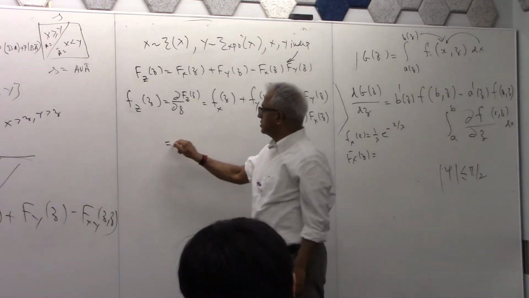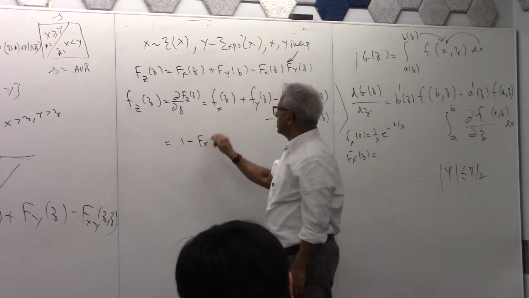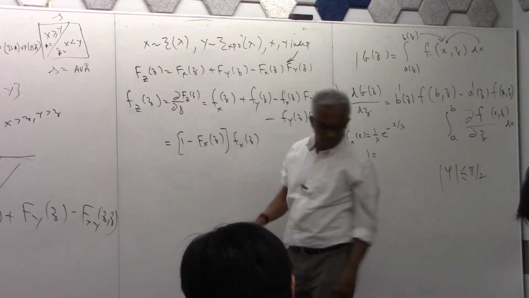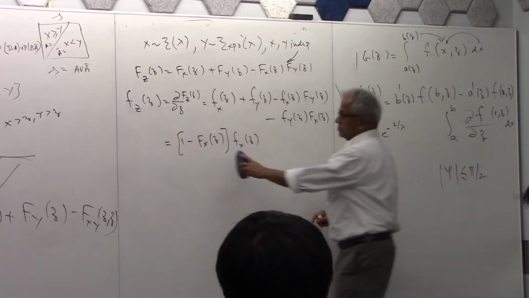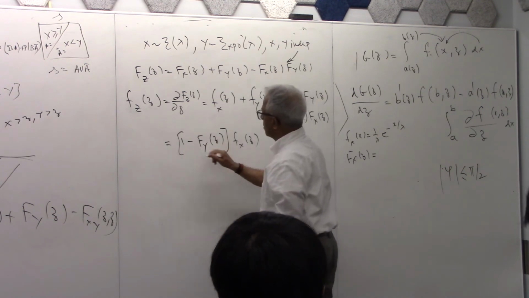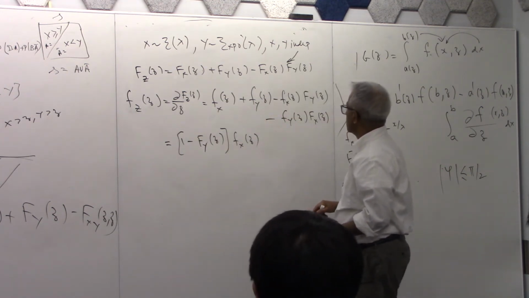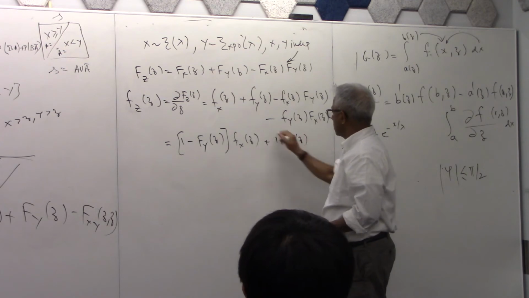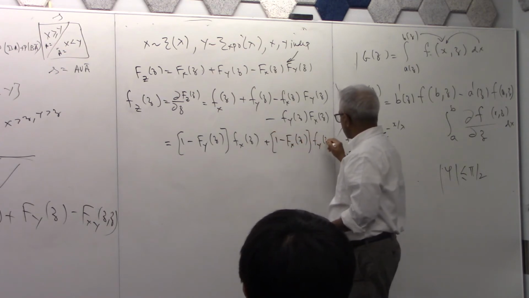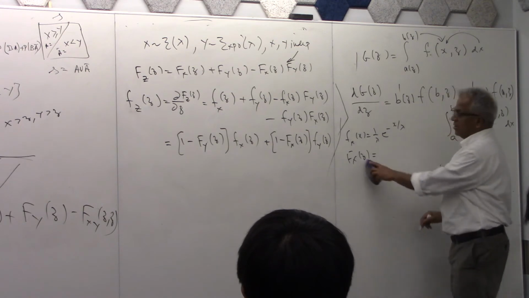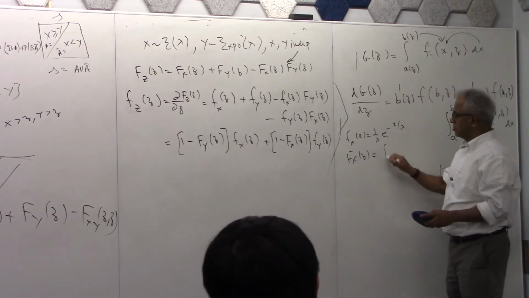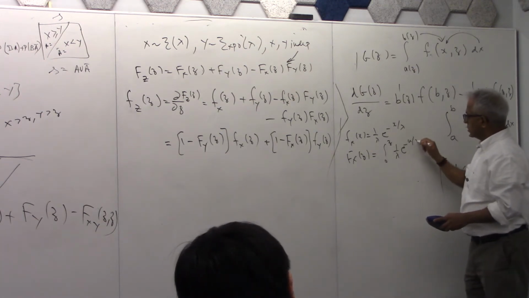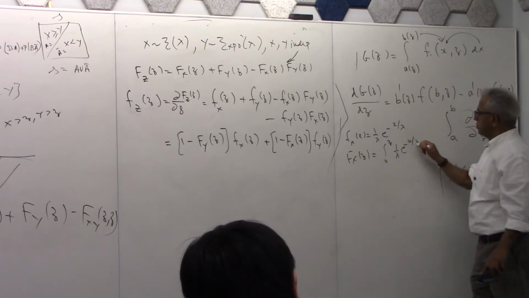So if you want, you can write this as 1 minus F_X of z multiplied by f_X of z. I combine these two terms, plus 1 minus F_X of z. All right. F_X of z is what? The area from 0 to z of the density function. I changed the variable to u.